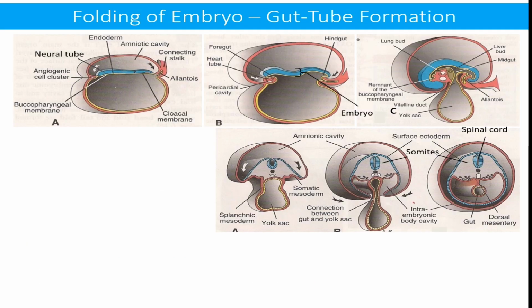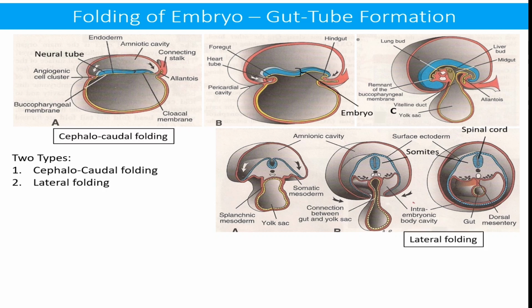We start with the gut tube formation, which occurs because of folding of the embryo. This folding is divided into cephalocaudal folding, which occurs because of rapid growth of the neural tube, especially the brain, as well as rapid lengthening of the embryo. Number 2 is lateral folding, which occurs because of rapidly growing somites and spinal cord. This leads to formation of right and left lateral folds, the primordia of the ventrolateral body wall.